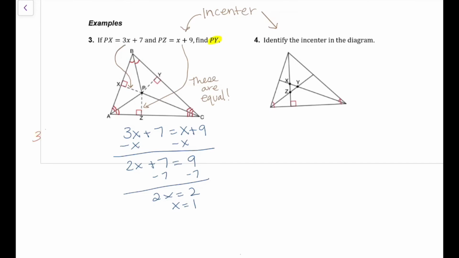Now we're not looking for what x equals, we are looking for what PY is. Now if I take x and plug it in for PX, I get 10. If I plug x in for PZ, I also get 10. So both PX and PZ are 10, so PY also is going to equal 10. On example 4, I'm going to identify the incenter. The incenter comes from angle bisectors of the triangle. So I've got 2 of the angle bisectors, and they intersect at point Y.